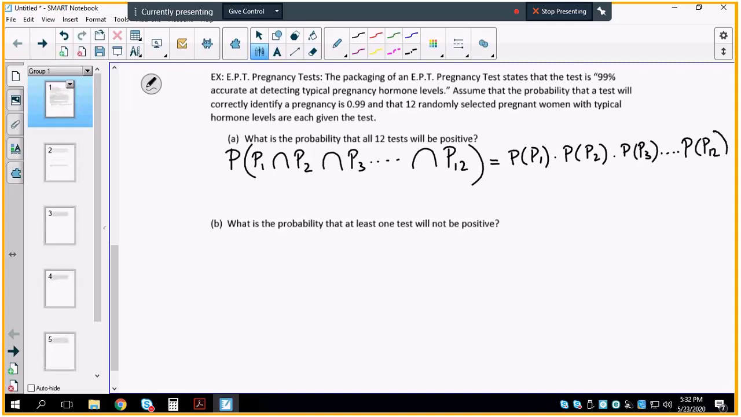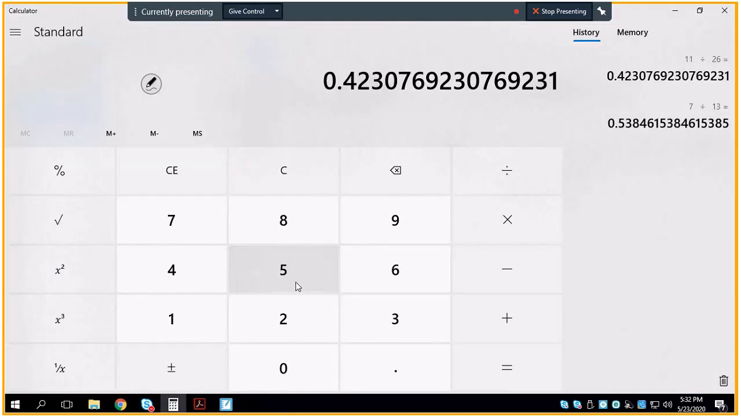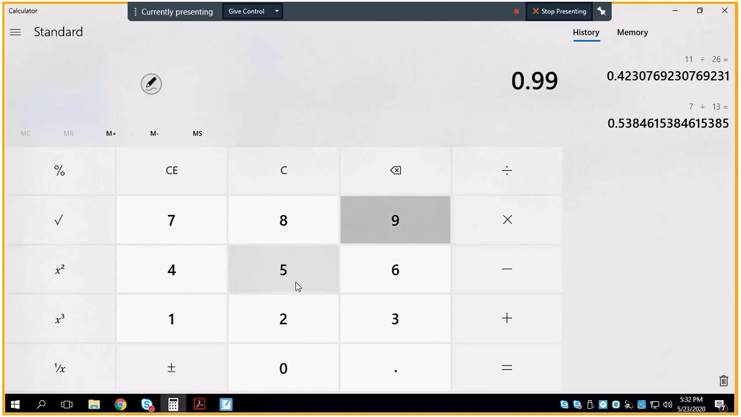Each of these probabilities is 0.99 and I have 12 of them. So I'm multiplying all of them, which is equivalent to writing 0.99 to the power 12. So I'm going to find this number, rounded to 4 decimal places. So let's do 0.99 and I'm going to raise this number to the power 12.